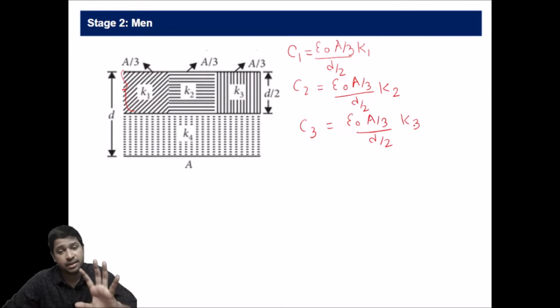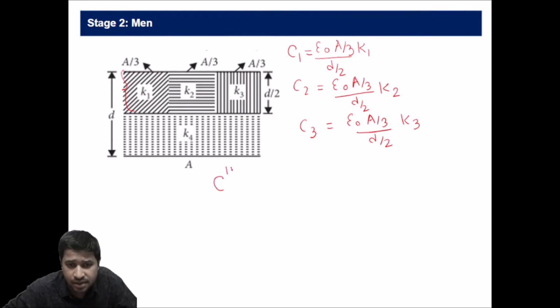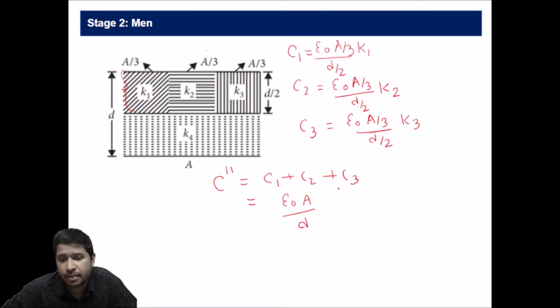And since these three are in parallel, we can say that the total capacitance, let's say C parallel, will be equal to C1 plus C2 plus C3. That will be given by, we can take epsilon naught A by D as common, then 2 by 3 will also be common, then it will be K1 plus K2 plus K3, as simple as this.